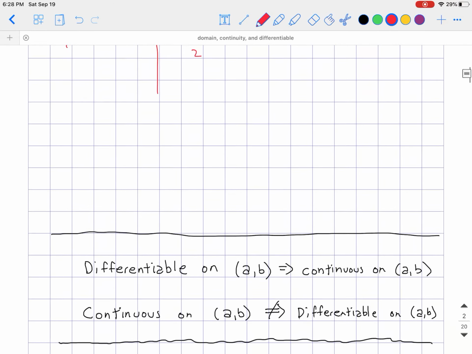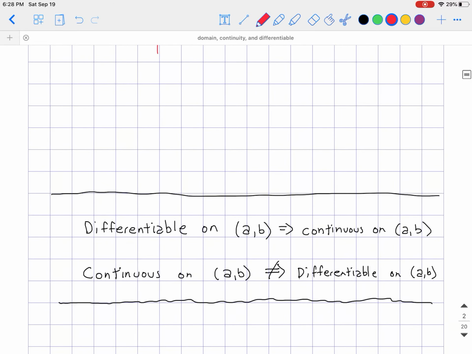So just like before, if you have a function that is differentiable from A to B, then yes, it is considered continuous on A to B, but it's not the other way around. If it is continuous on A to B, that doesn't necessarily imply that it's differentiable from A to B.